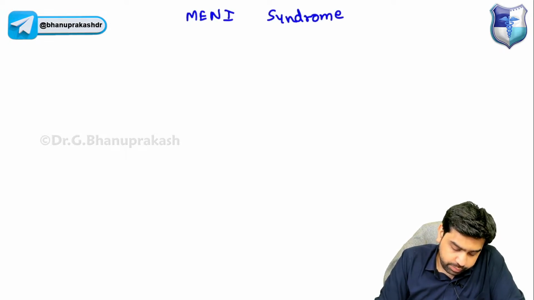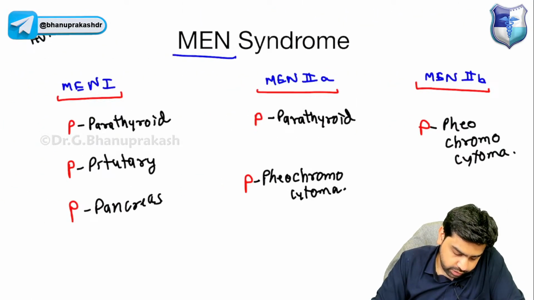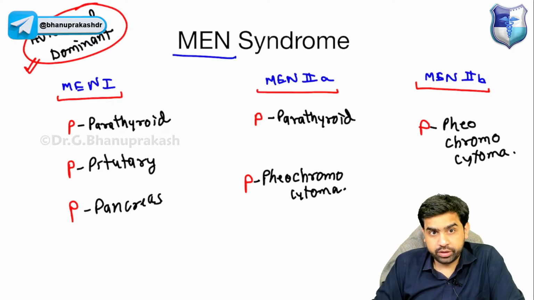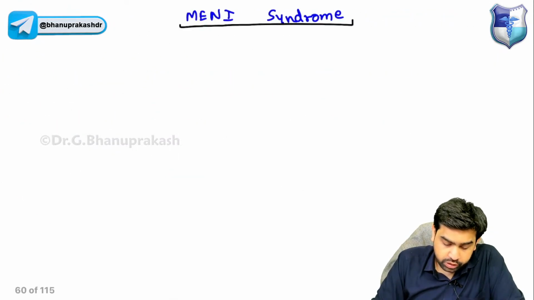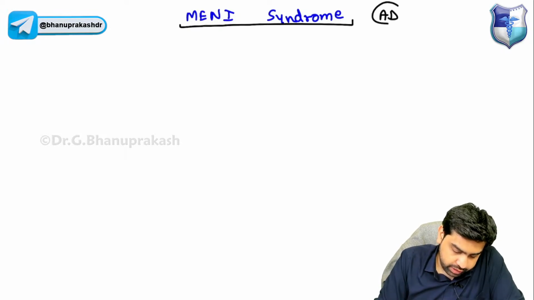Another important thing which you need to understand here is that all these syndromes are autosomal dominant. MEN 1, MEN 2A, MEN 2B, all these three are autosomal dominant. That is one thing you need to understand, very important. Now, what about the MEN 1 syndrome? As I told you, it is autosomal dominant. All three are autosomal dominant.